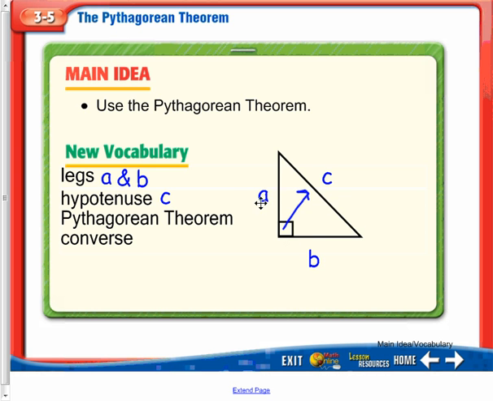A and B, it really doesn't matter which one is which, but A and B are always used as letters to represent the legs of the right triangle, and C is always used to represent the hypotenuse of the right triangle. So Pythagorean theorem, that's the theorem we're going to be working with today. A converse means that if something follows a certain set of rules, then conversely it must be true or must be false. So let's get into our Pythagorean theorem.